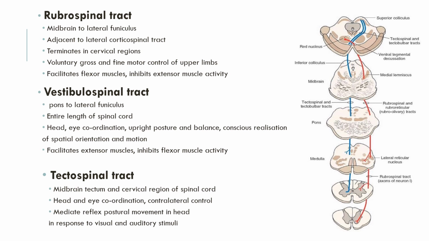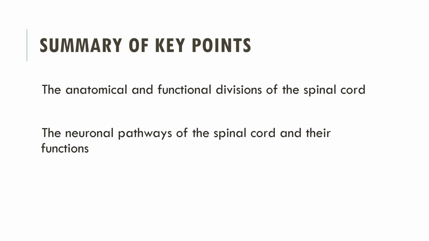So just a quick overview of the spinal cord and neuronal pathways within it. In summary of the key points, we have the anatomy and functional divisions of the spinal cord and the neuronal pathways.